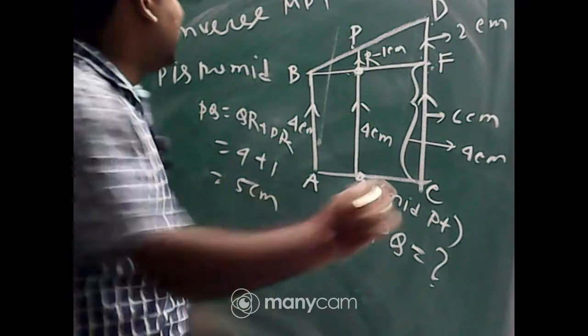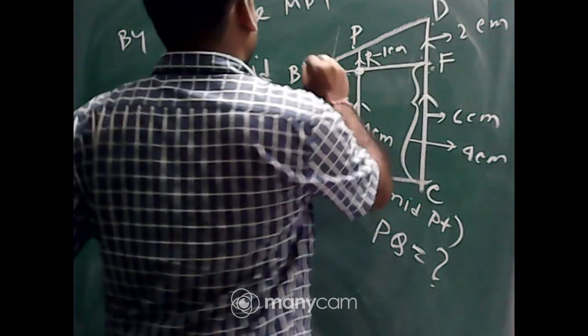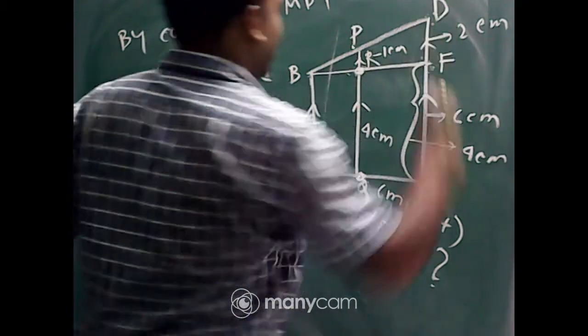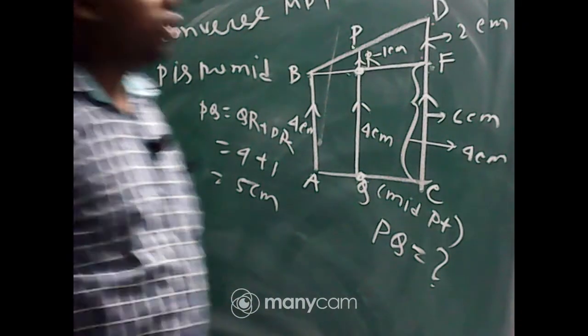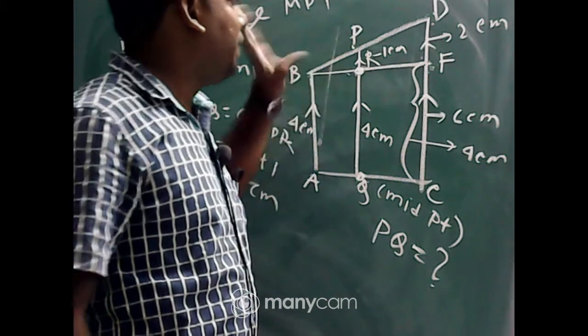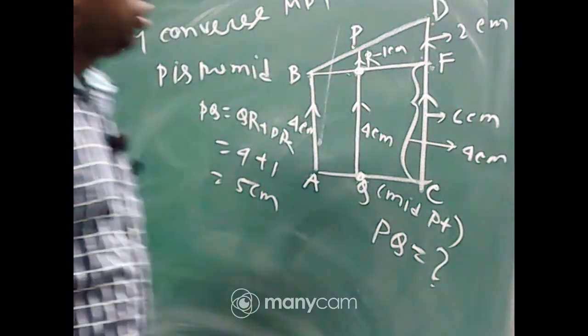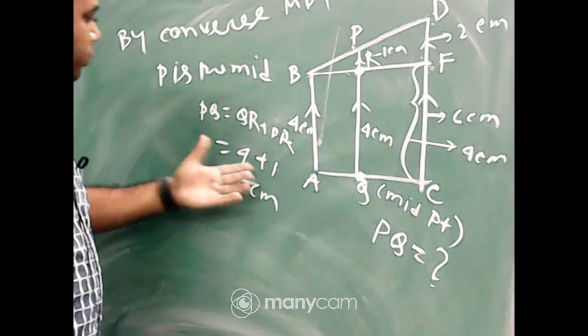Then consider the triangle BDF. We will get it by using the midpoint theorem and converse midpoint theorem. We get PR equal to 1. So total length is 4 plus 1, 5 centimeters.